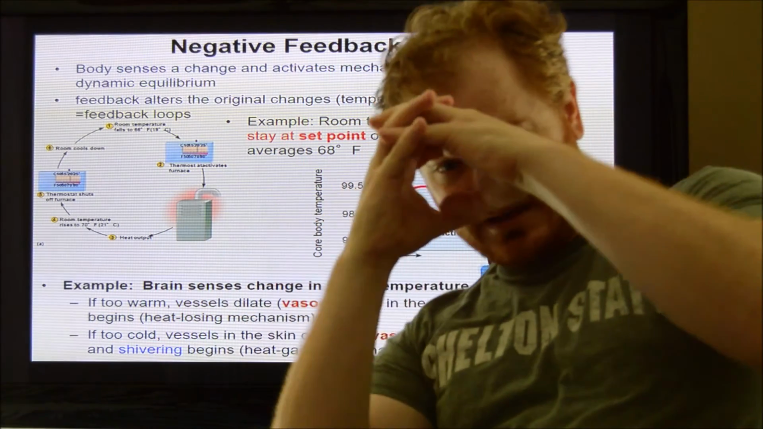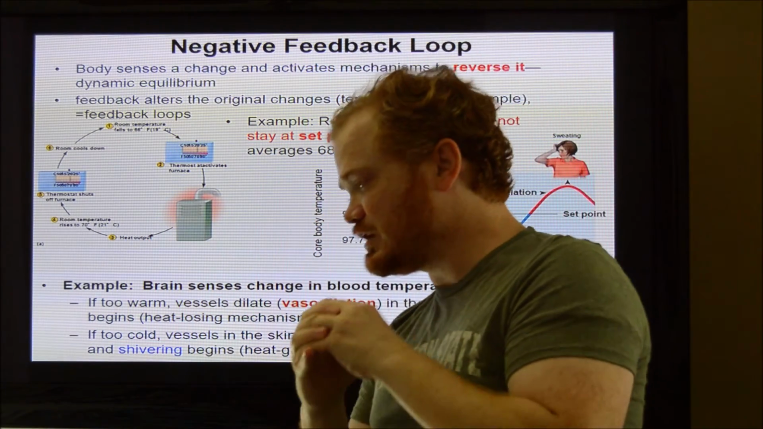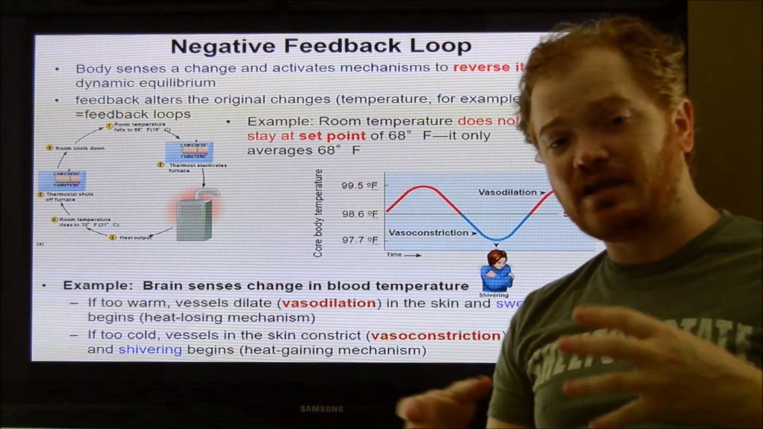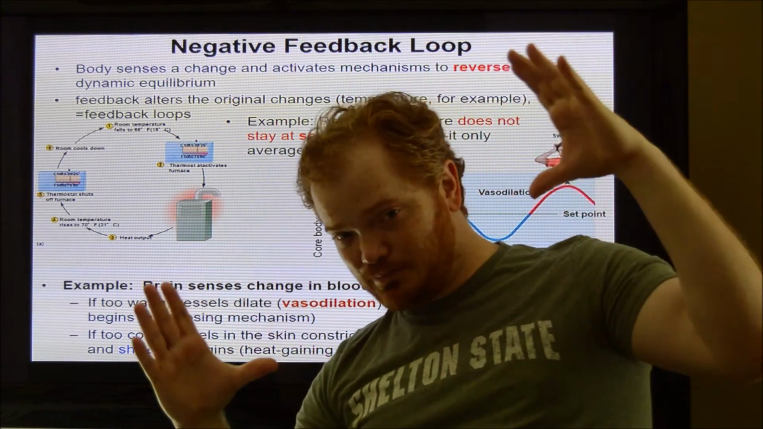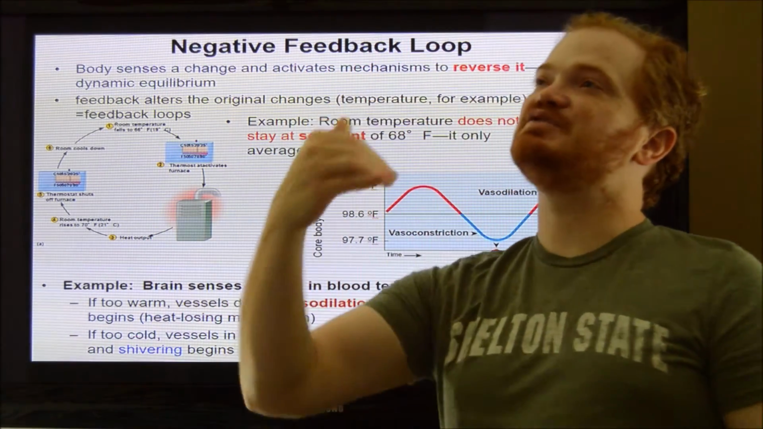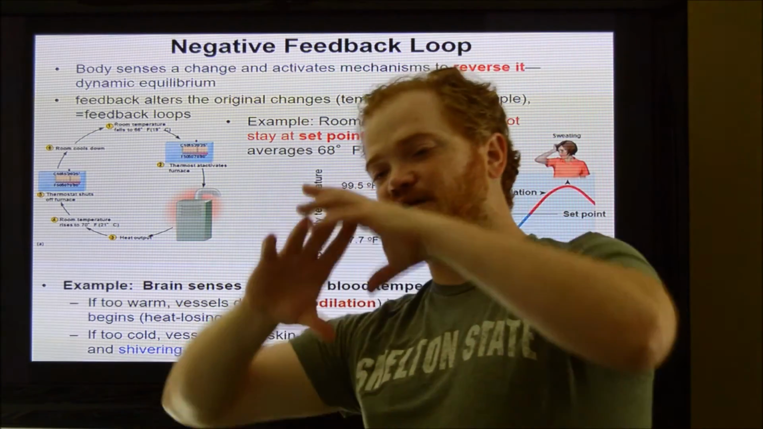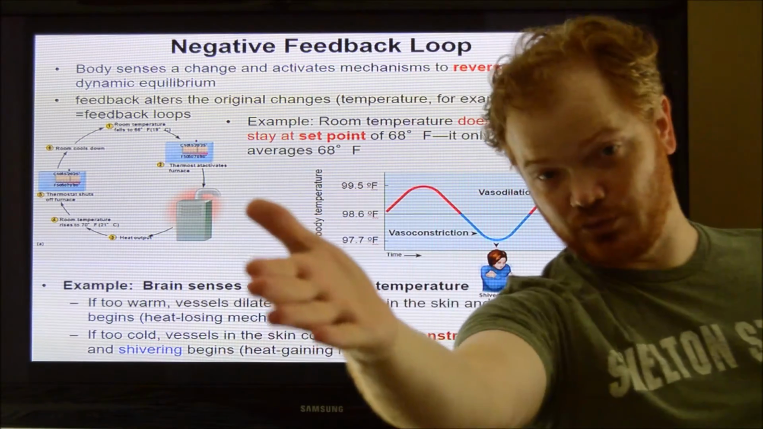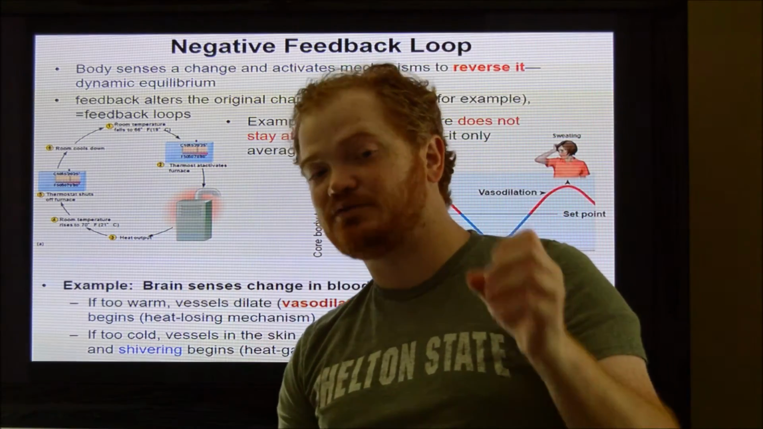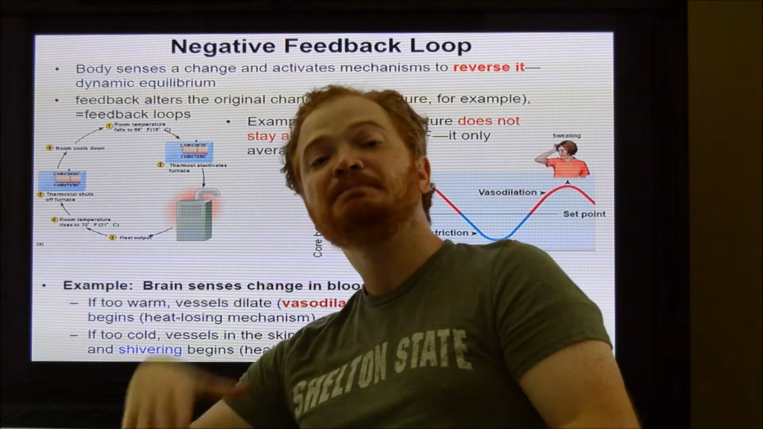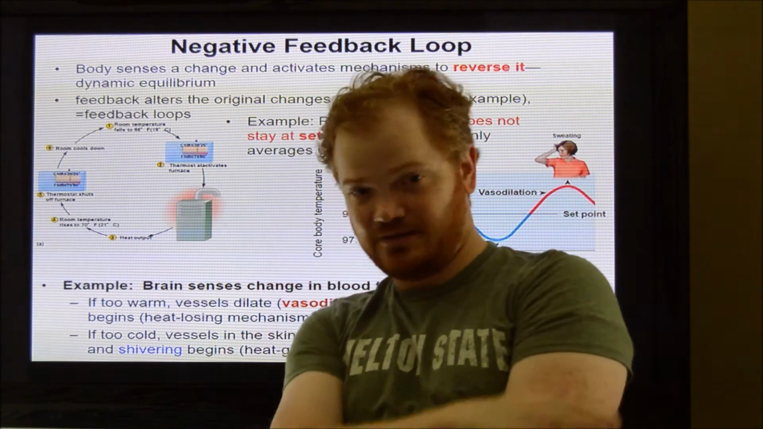Vasoconstriction. To constrict means to get smaller. Dilation, vasodilation. To dilate means to get bigger. If you vasodilate blood vessels, they get larger in diameter, and more blood goes through them. If you vasoconstrict blood vessels, the vessels get smaller in diameter, and less blood can flow through them. It's just how this works.